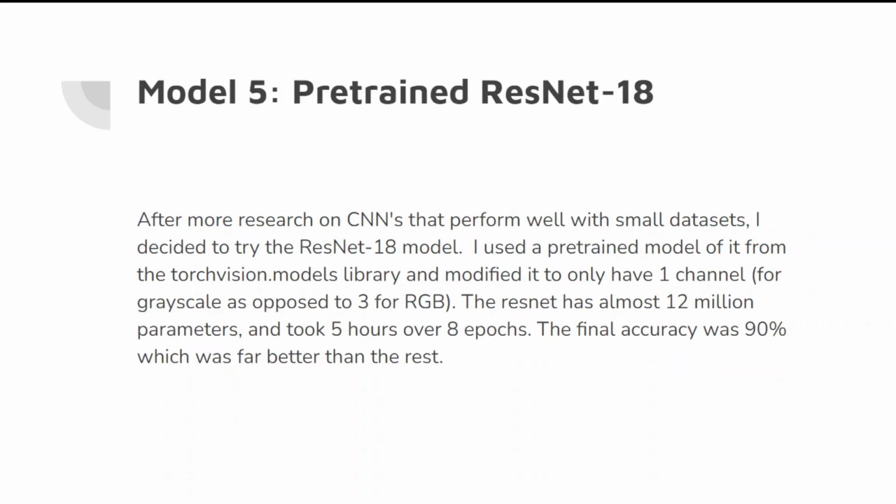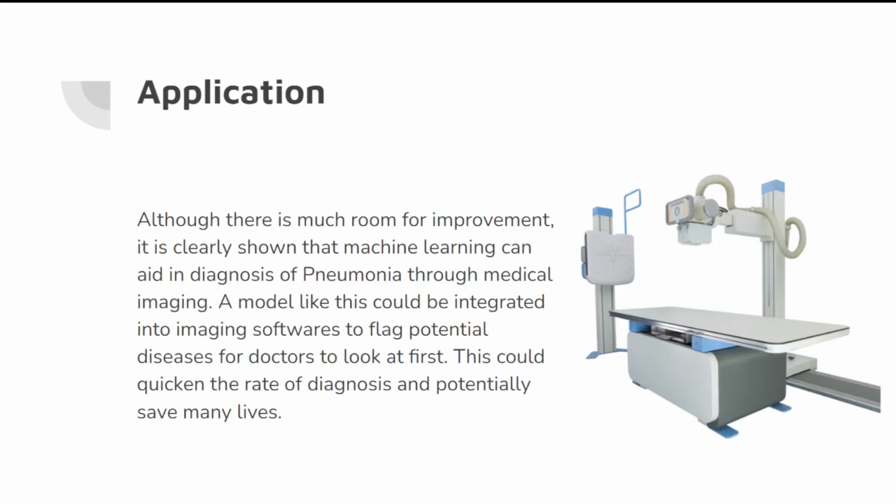So after some more research, I came upon the ResNet 18 model, which is said to be very good for small data sets like this one. So I used the pre-trained model off of the torchvision.model library, and I modified it because the X-rays only have one channel. They're grayscaled, as opposed to the 3 channels for RGB values. So the ResNet had almost 12 million parameters. It took about 5 hours, again over 8 epochs, but the final accuracy was 90%, which was far better than all the other ones, which I was quite happy about.